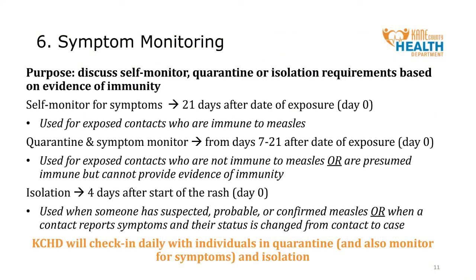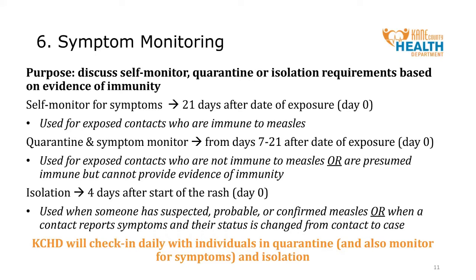Now let's discuss the step of the phone call focused on symptom monitoring requirements. In general, a contact exposed to measles will want to monitor for symptoms for 3 weeks or 21 days after they were exposed. However, there are differences depending on a contact's immunization status. For contacts who are able to provide evidence of immunity, they are required to self-monitor for symptoms of measles for 21 days after their exposure date. These individuals do not need to stay away from others in public spaces unless they develop symptoms.